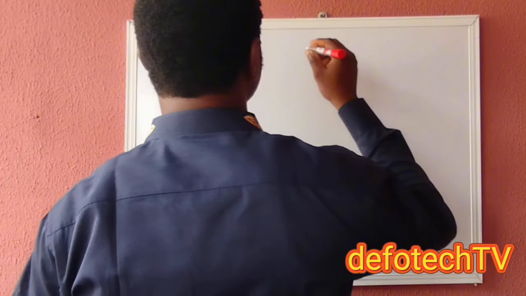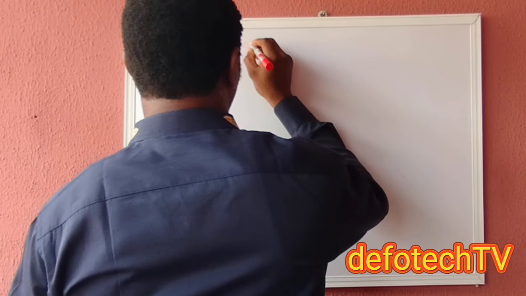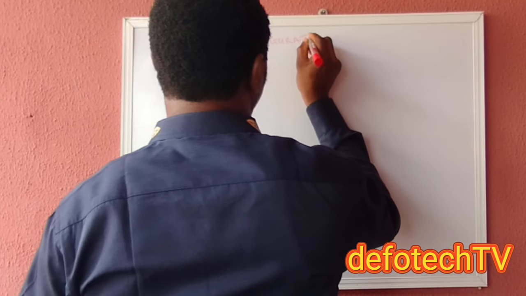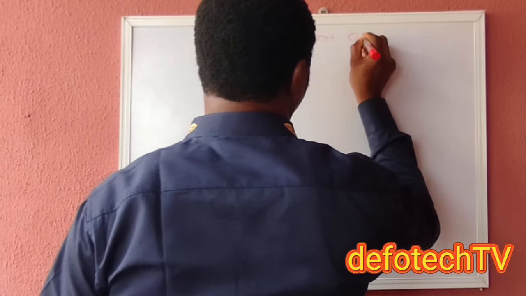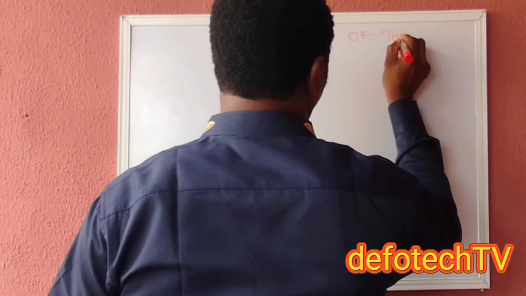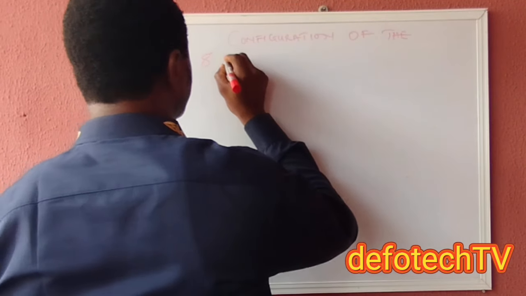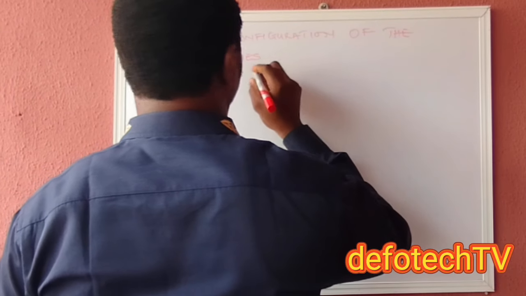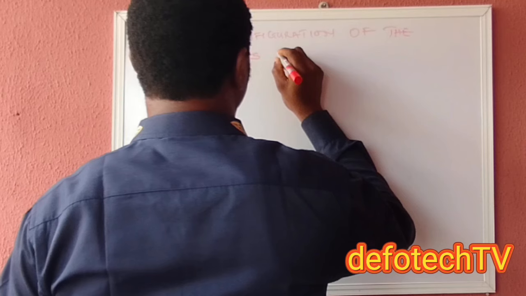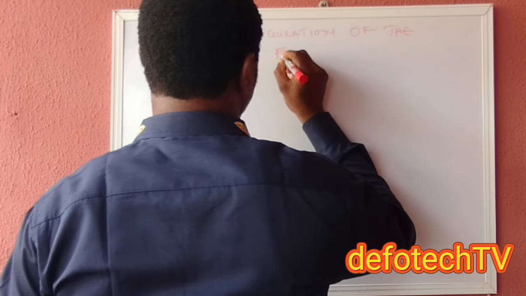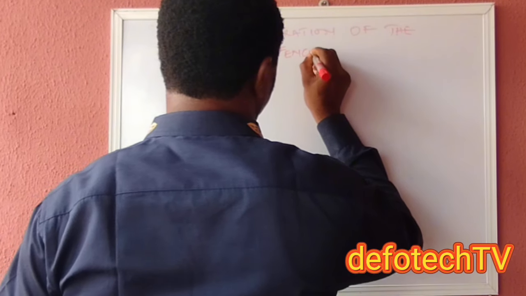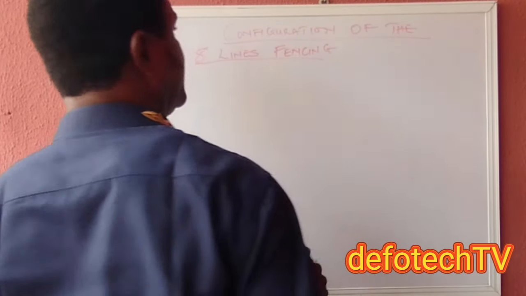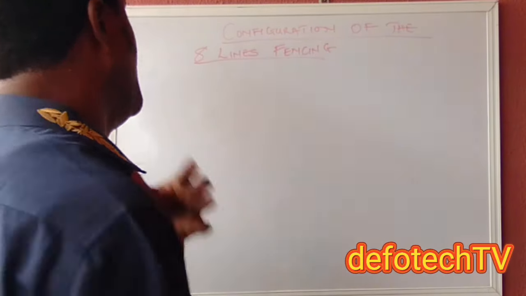Okay, this configuration of the eight line fencing, right? I hope this is clear enough, if you can see the board.